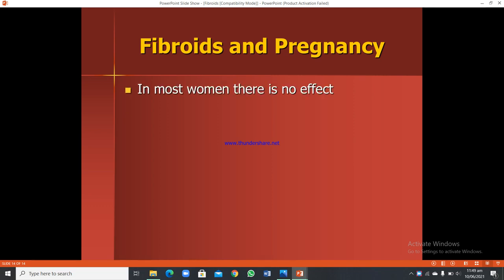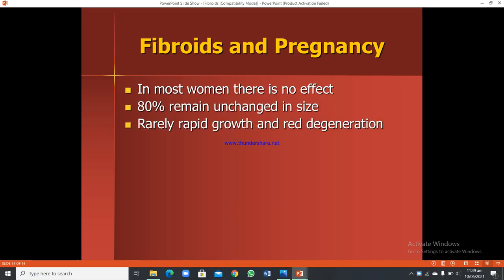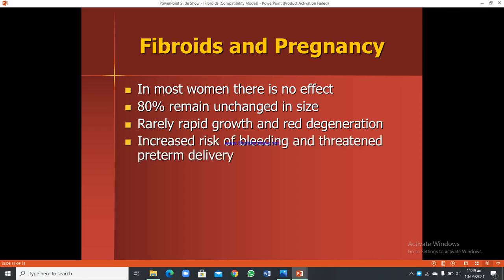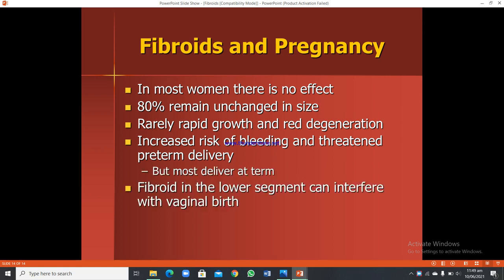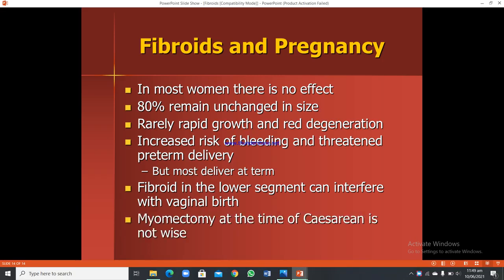Fibroids and pregnancy. In most women, there is no effect. 80% remain unchanged in size, rarely rapid growth and red degeneration. Increased risk of bleeding and threatened preterm delivery, but most deliver at term. Fibroid in the lower segment can interfere with vaginal birth, and this can be one of the reasons of the cesarean section in these patients. Myomectomy at the time of cesarean is not wise because it will cause heavy bleeding.